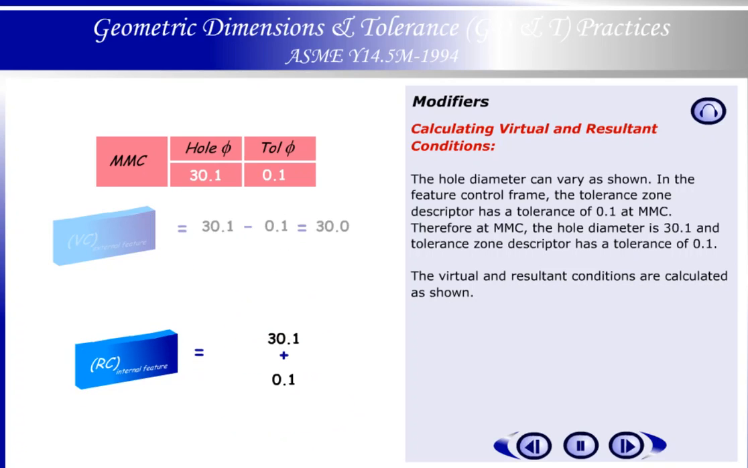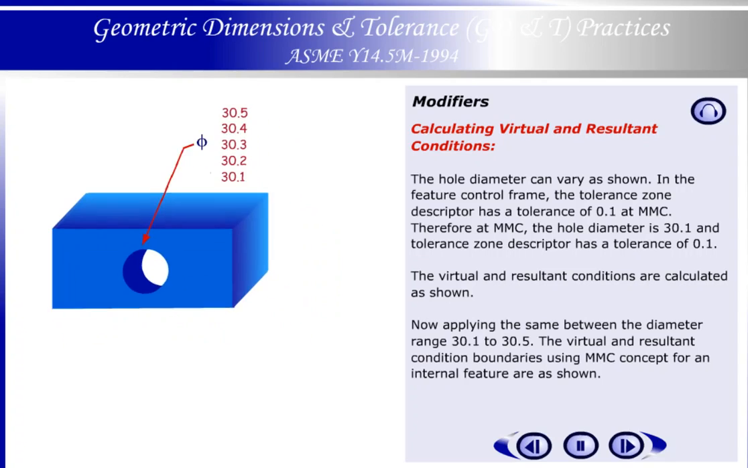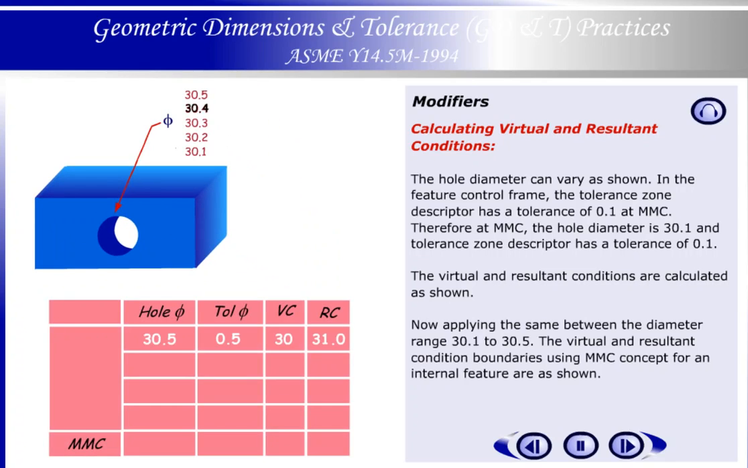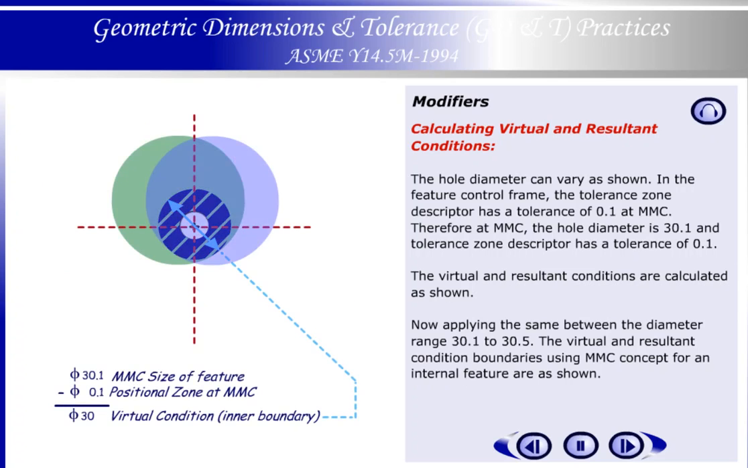Now, applying the same between the diameter range 30.1 to 30.5, the virtual and resultant condition boundaries using MMC concept for an internal feature are as shown.